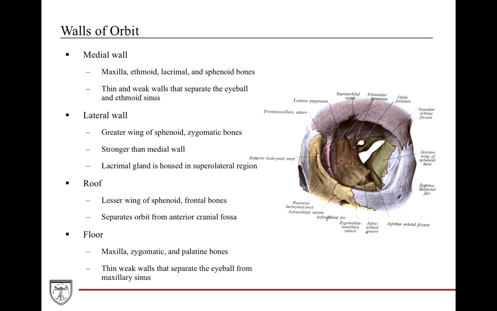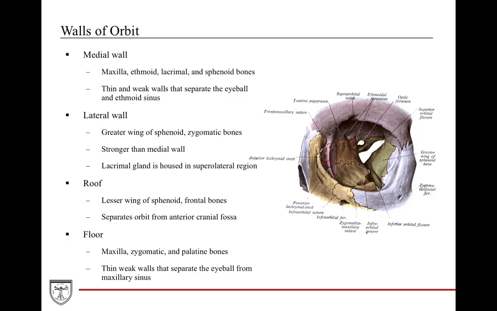So, talk about the medial wall. The medial wall, so if you imagine this is your nose, as you can see the nasal opening right here, it's the nasal cavity. This is your medial wall right here. The medial wall is composed of the maxilla, the ethmoid, the lacrimal, right here, and the sphenoid bones.